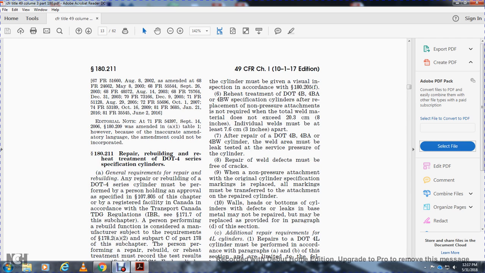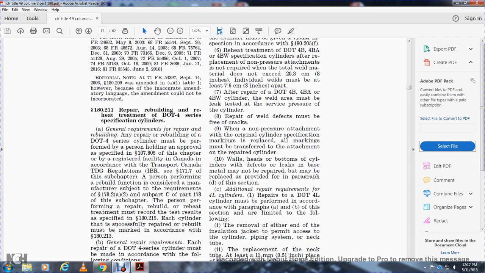Alright, 180.211, repair, rebuilding, and reheat treating of DOT 4-series specification cylinders. General requirements: the rebuilding and repairing of DOT 4 cylinders must be performed by a person holding the approval specified in 107.805, registered with the facility, in accordance with the transportation of hazardous materials. The person performing the rebuild is considered the manufacturer, subject to the requirements of 178.2 and subchapter C, subpart C of part 178.